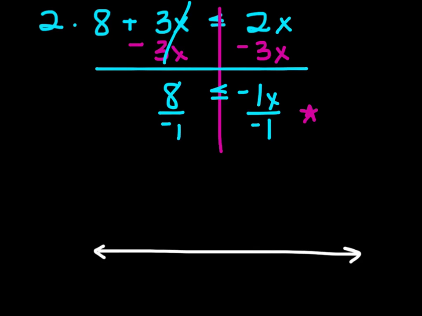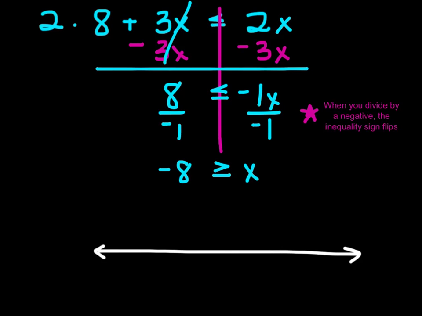This is a rule that you'll have to remember for graphing inequalities. Anytime you're dividing by a negative, the sign flips. So we're going to go ahead and divide like normal. 8 divided by negative 1 will be a negative 8. But what happens here is instead of being a less than or equal to sign, it's going to flip to be a greater than or equal to sign. So in this case, we have negative 8 is greater than or equal to x. This is our answer, our solution to our inequality.